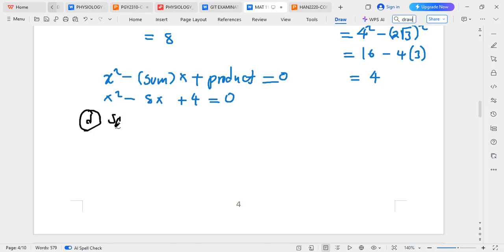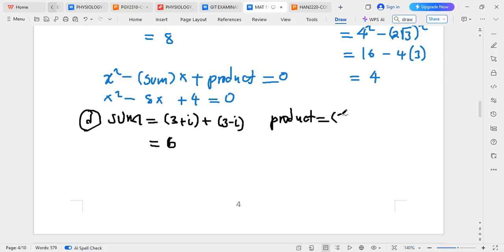Good. So let's find the sum. The sum for this one is going to be, we have 3 plus i, we are adding with 3 minus i. And that is going to be 3 plus 3 is 6. i minus i is 0. And then the product is going to be 3 plus i multiplied by 3 minus i.